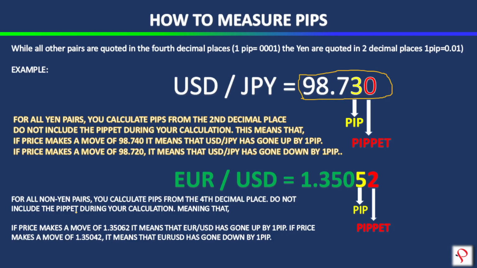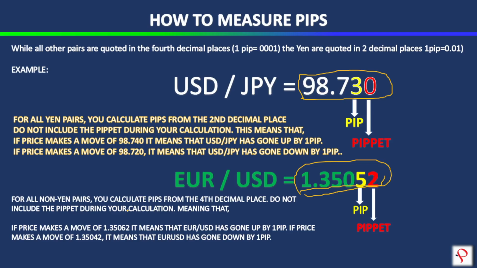Do not include the pipette during your calculation, meaning that if price makes a move to 1.35062, using this particular price as our standard for calculation, it means that Euro USD has gone up by 1 pip.